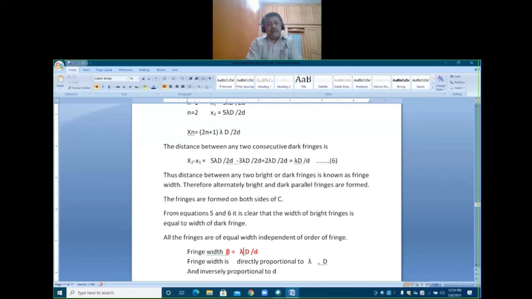If the screen is moved away from the source, then also beta increases, and it is inversely proportional to small d, the distance between two sources. If the sources are brought together, then beta increases. If d is increased, then beta decreases. So beta is the fringe width, and this is a very important equation for fringe width, which will be used for all the three experiments. Same derivation: theory of Young's double slit, theory of biprism, theory of Lloyd's mirror.